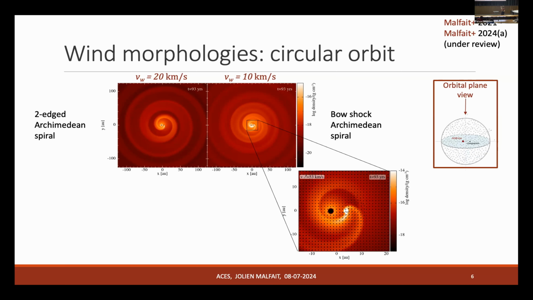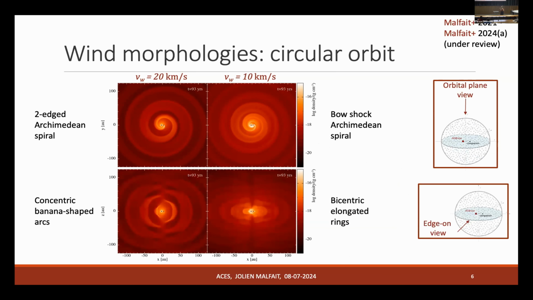And if you zoom in a bit more on this one, like I did here, you see that here the companion is attached by one structure behind it, and there is a second bow shock structure in front of it. And the other one, it's just a two-edged spiral structure. So you have these two different options.